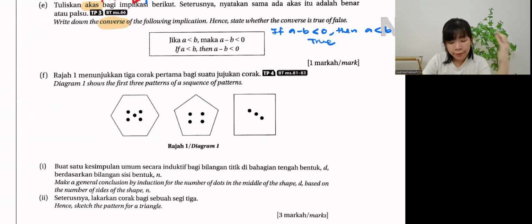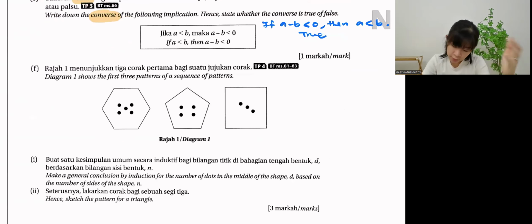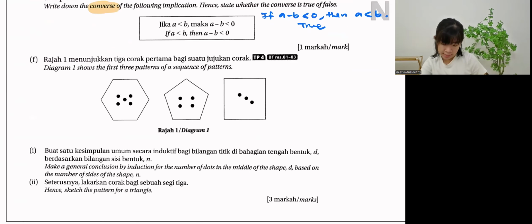F. Okay, let's see. The first three patterns of a sequence of patterns. Make a general conclusion. You highlight "by induction". You see the word inductive, induction, for the number of dots in the middle of the shape, D, based on the number of sides of the shape, N. If it's induction, what do they want us to do? Deduction is find the answer, something very specific at the end. Induction is the opposite. You need to write something very general.